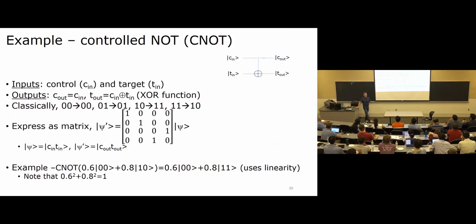Another example, a more interesting two-qubit gate is the controlled knot, or C-knot. What the controlled knot does, it has inputs, control in and target in, and it has outputs, control out and target out. Now, the control, it just has a control. So the output of the control is equal to the control at the input. The target, on the other hand, from a classical point of view, and recall, everything here is linear algebra superpositions. So classically, if the control is zero, the target at the output will be a copy of the target at the input. But if the control is one, then we flip. So in other words, the target at the output is equal to the XOR function applied to the two inputs.